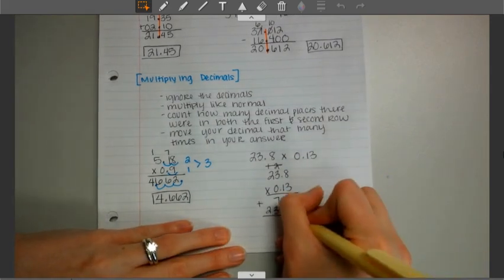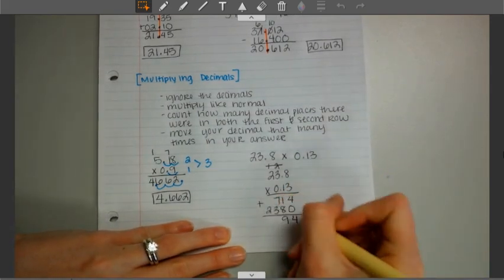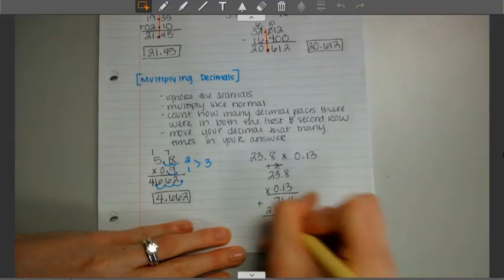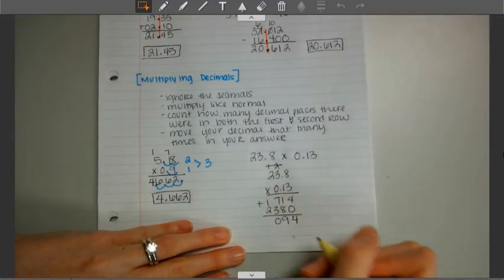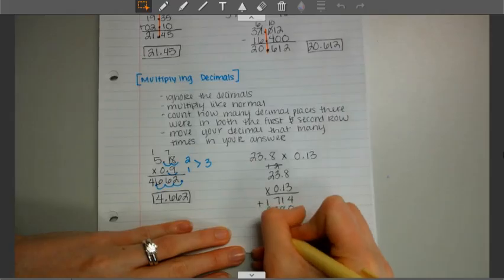4 plus 0 is 4. 1 plus 8 is 9. 7 plus 3 is 10, so put down the 0, carry the 1. 2 plus 1 is 3.